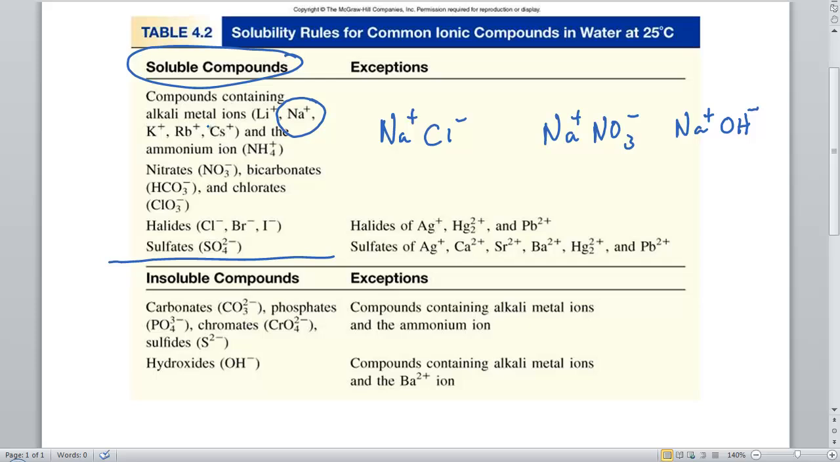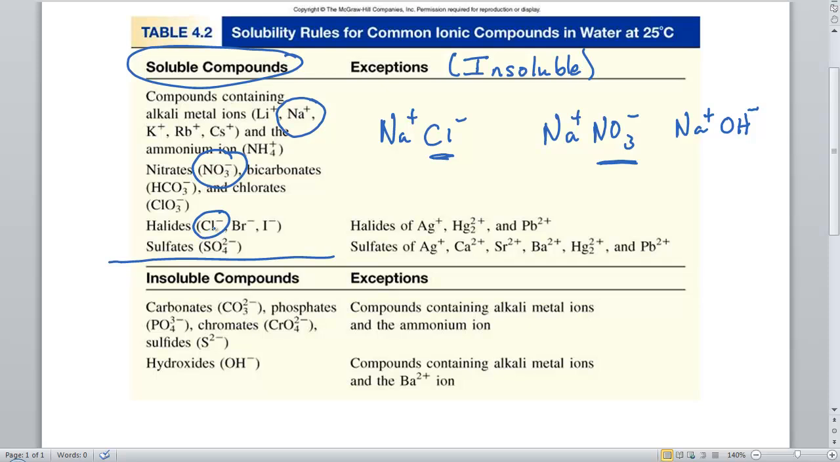If it contains an alkali metal, those salts are generally soluble. If it contains the nitrate ion, those salts are generally soluble. If it contains the chloride ion, those salts are generally soluble, and so on. Okay? So you need to know how to use this table. It's very helpful. Now, there are some exceptions. So to the soluble compounds, the exceptions would be insoluble. So let's look at some of these exceptions.